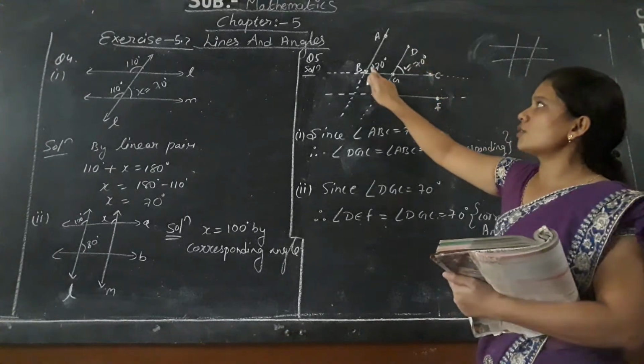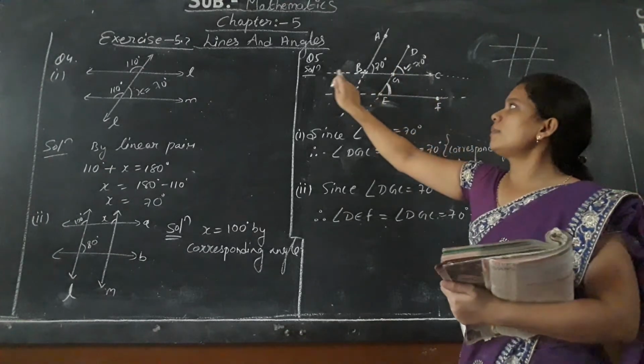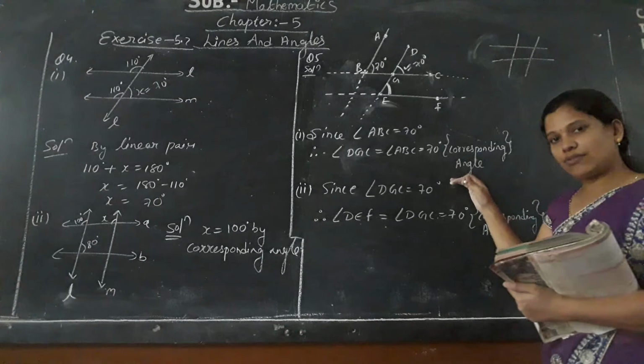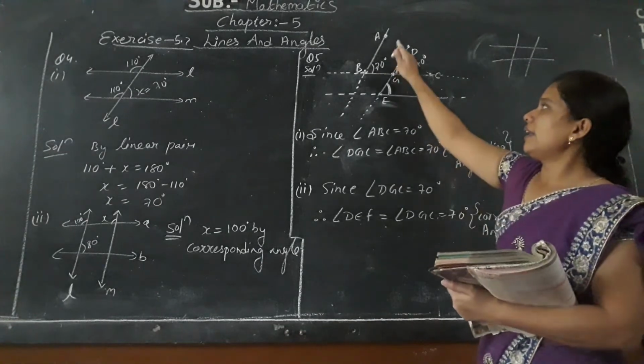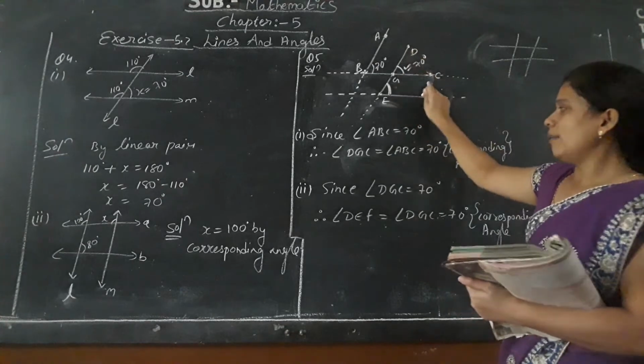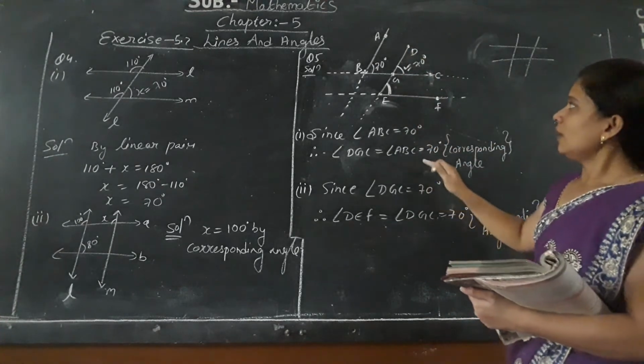Why is it so? Because one is an interior angle, another is an exterior angle, and they are present on the same side of the transversal, so it is a corresponding angle. That's why we can say that angle ABC will be equal to angle DGC, because they are corresponding angles. Clear?